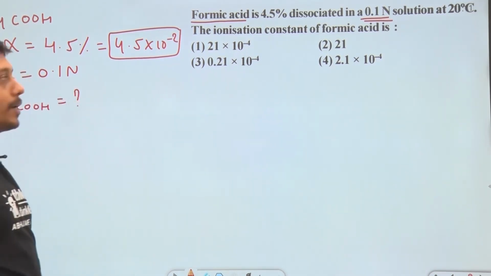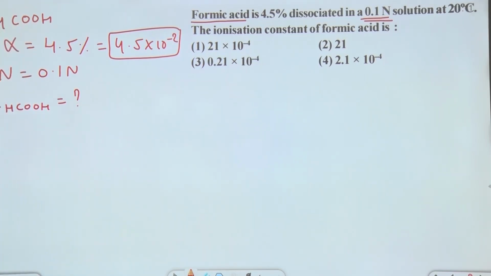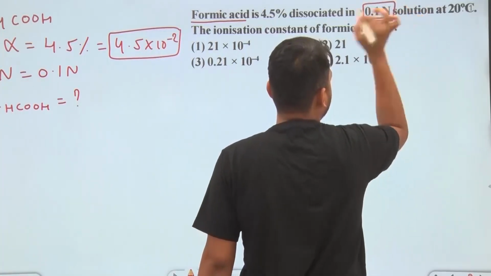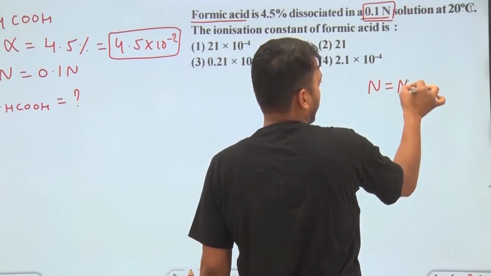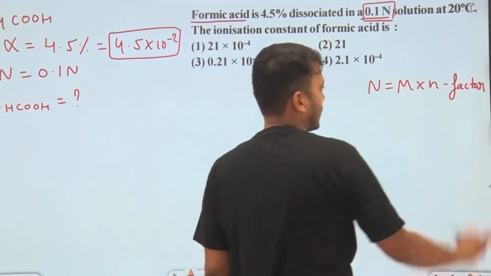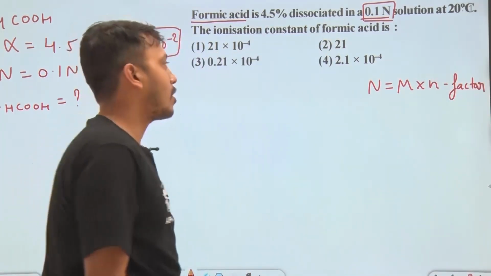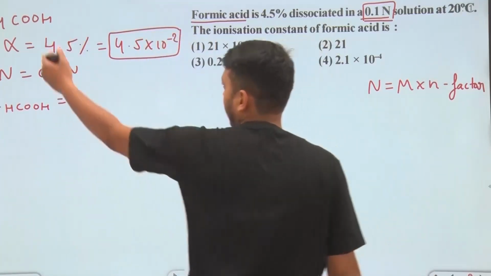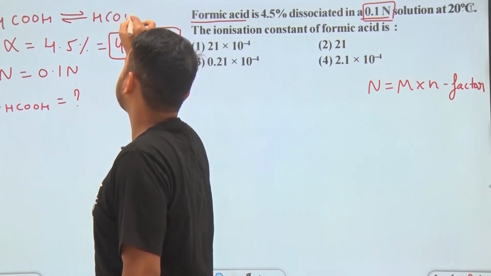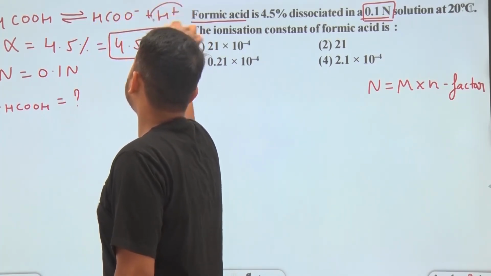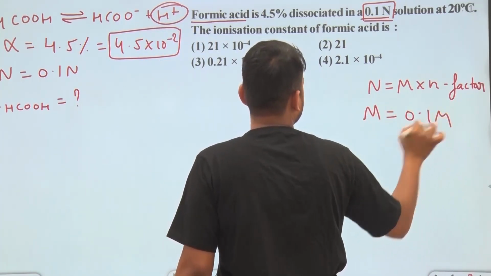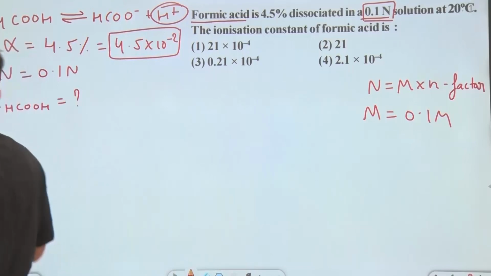Clear? So here we have to apply the formula, and remember that here normality and molarity will be the same, because normality is equal to molarity times N factor. In case of an acid, the N factor is equal to the number of H plus ions released, and here formic acid will dissociate into HCOO minus and H plus, so its N factor is 1. So normality and molarity are both the same, equal to 0.1. So this is basically the concentration.